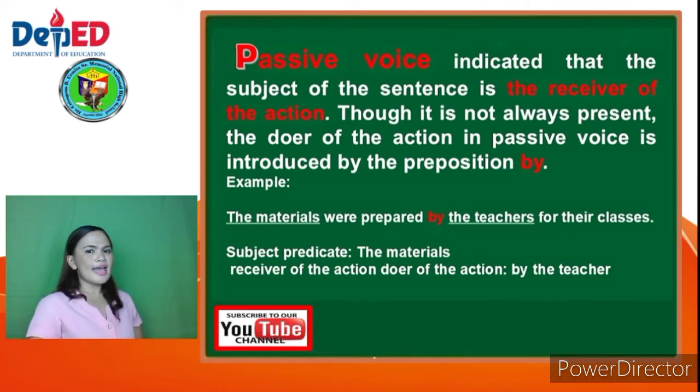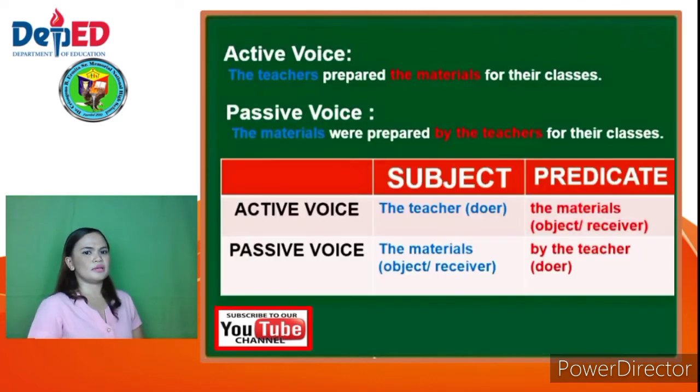To make it clear, let us compare the two examples. Active voice. The teachers prepare the materials for their classes. Passive voice. The materials were prepared by the teachers for their classes. Look and analyze the table carefully. In active voice, the subject is the teacher, which is the doer of the action. While in passive voice, the subject becomes the materials. Same goes with the predicate. In passive voice, the doer, which is the teacher, becomes part of the predicate in the sentence.